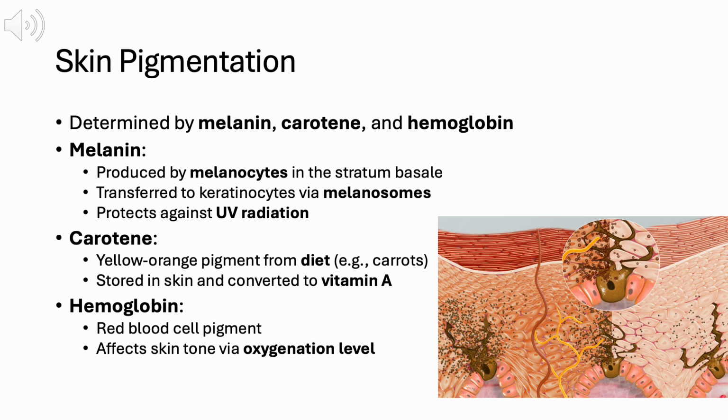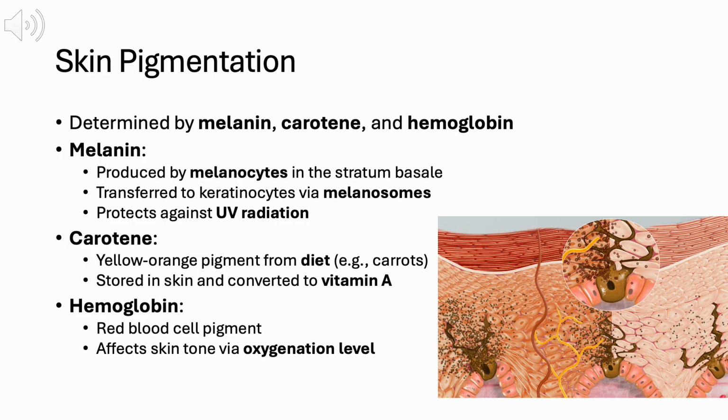Skin color is not determined by just one factor, but by the interaction of three main pigments: melanin, keratin, and hemoglobin. First, melanin is the most important pigment. It's produced by melanocytes in the stratum basale, then packaged into vesicles called melanosomes and transferred to surrounding keratinocytes. The more melanin present, the darker the skin.